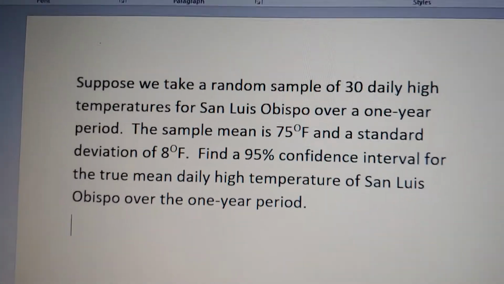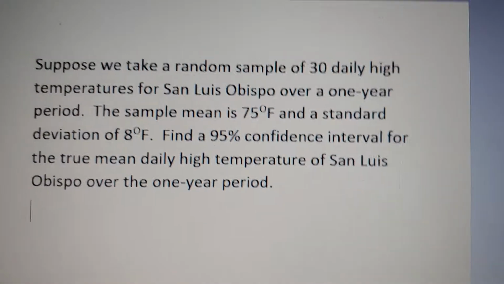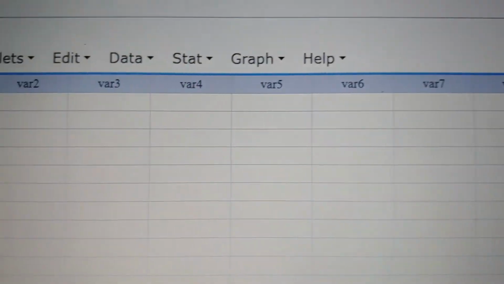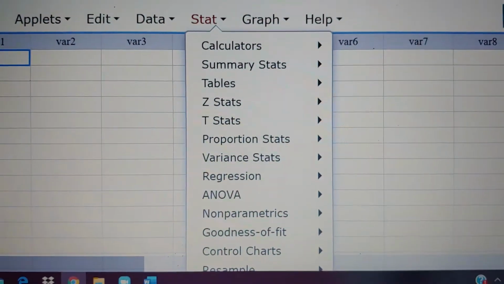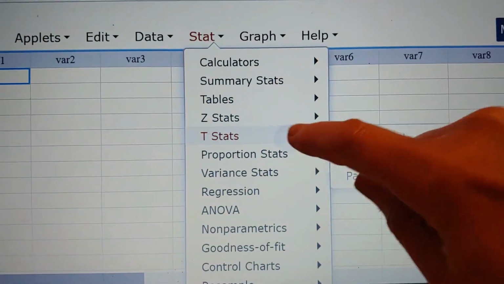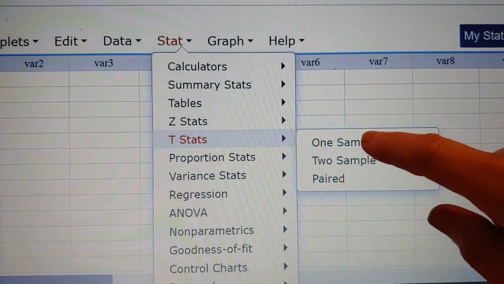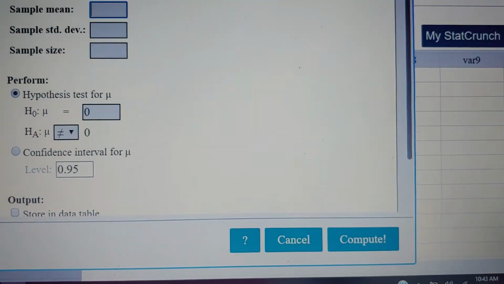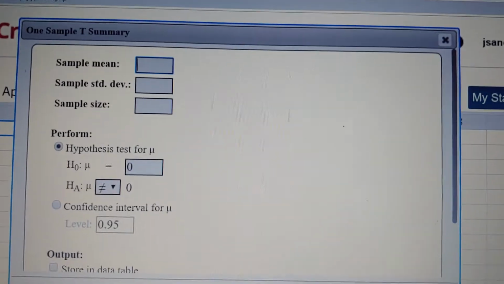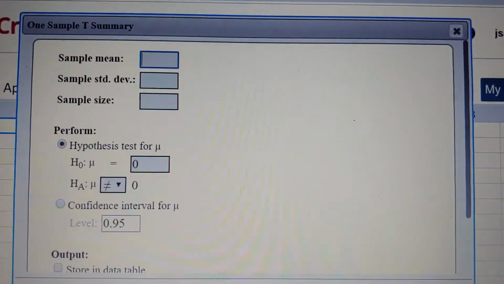All right, when we have summarized data, what we're going to do is we're going to go to StatCrunch, okay? And I'm going to go Stat. We're going to do T-stats, one sample, and this is summarized. Okay, now you'll notice I did T-stats because we're in chapter 9. This is the T distribution.